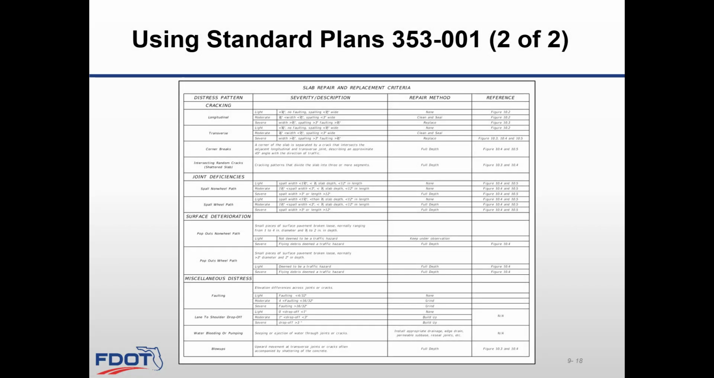Standard Plans 353-001, 2 of 2, shows the slab repair and replacement criteria to be used when analyzing the distresses and determining the repair method. It is always a good practice to prioritize the more severe distresses, for example, a shattered slab that requires full slab replacement, over the less severe distresses, for example, a random crack with no faulting that would only require route, clean, and seal. This will help maintain the project on budget.